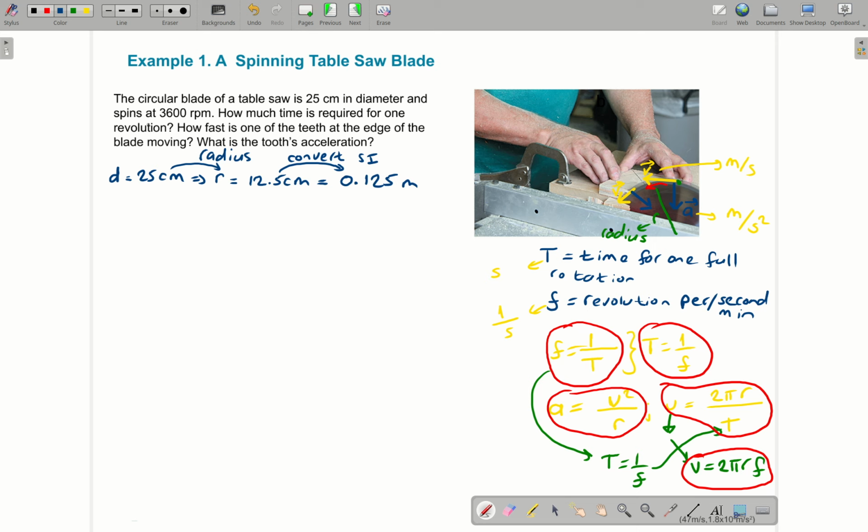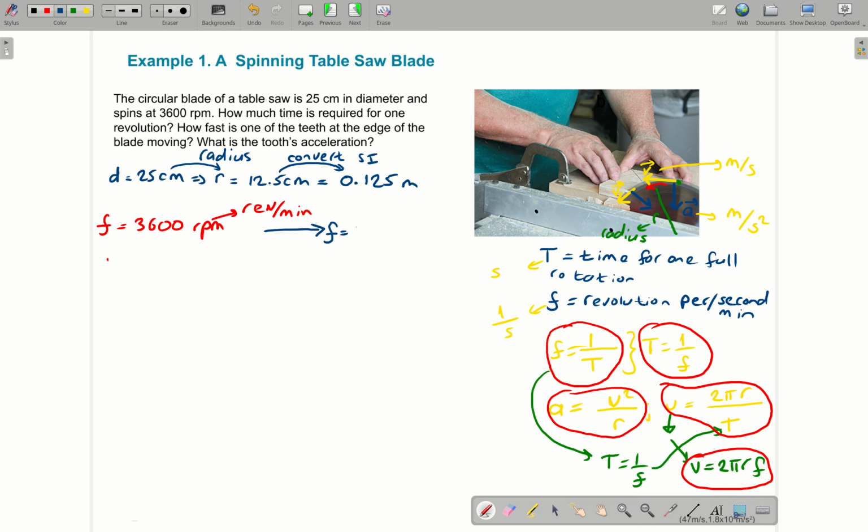Now I'll keep reading. 25 centimeters in diameter and spins at 3600 RPM. RPM here is revolutions per minute, so that would be our frequency. 3600 RPM. I would call this a revolution per minute or rotation per minute. Now, this is frequency given in revolutions per minute, and I am going to convert it to seconds. I'm converting to SI right away. I want seconds. I don't want minutes.